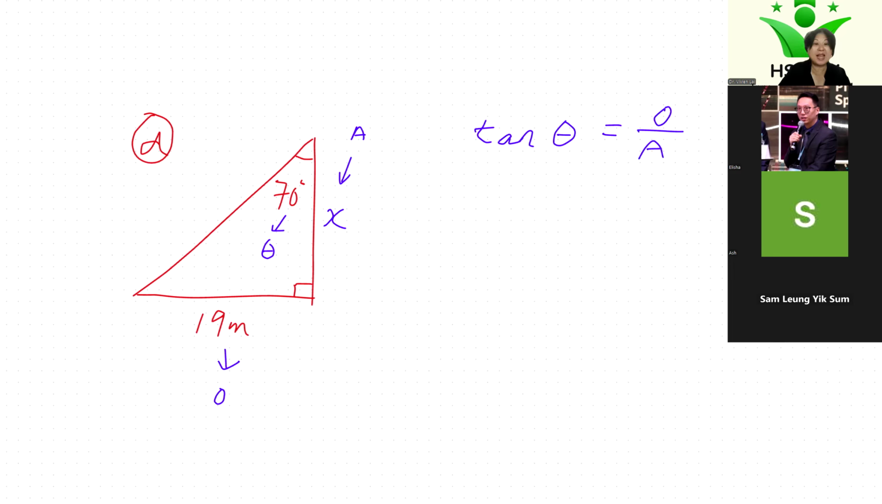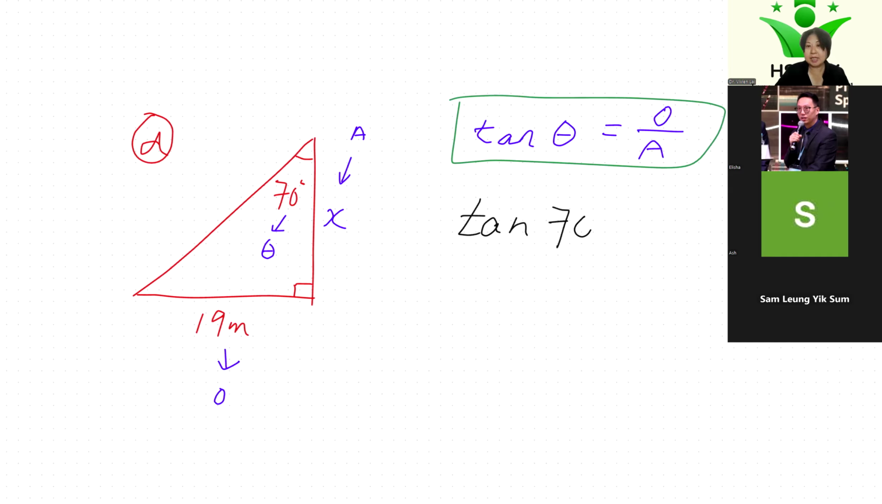I will use black color for the process of solving. So it's tangent. Our theta is 70, so we replace theta with 70. Our O is 19, so we replace it with 19. And our A is X, so we replace it with X. And now we have already set up the equation.